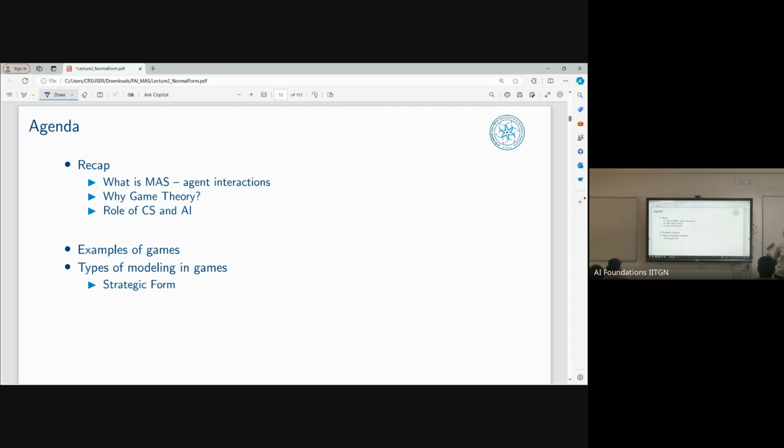One format is the strategic form, or the normal form, or the matrix form. There are so many names to it. And the other is the extensive form. Extensive form is slightly more complex than the strategic form. We'll see how. These are the two kinds of modeling that we will see today, and we'll also see how they are related to each other.